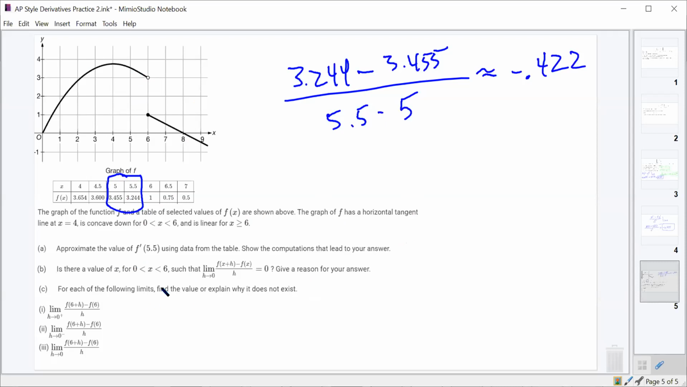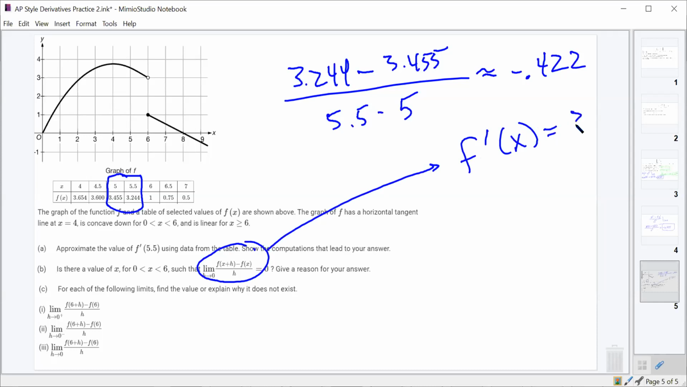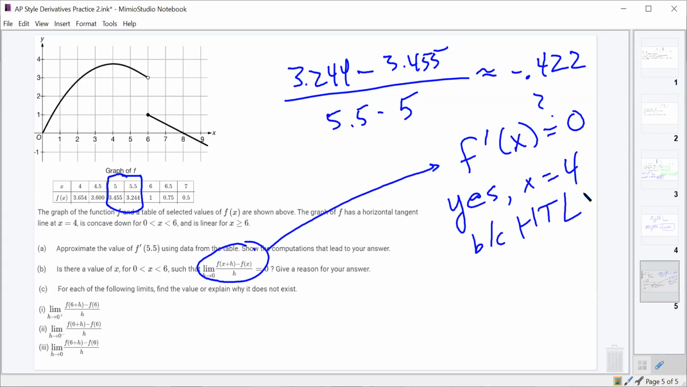All right, for part B, we want to know if there's a value of x between 0 and 6 such that this limit equals 0. And what is this limit right here? That's a derivative. The derivative of f of x, right? That's f prime of x. So we want to know, is there a place between 0 and 6 where f prime equals 0? Yes, because it says there's a horizontal tangent. It's at x equals 4 because there is a horizontal tangent line at that point. The problem specifically tells us that, right? Everybody good with that?